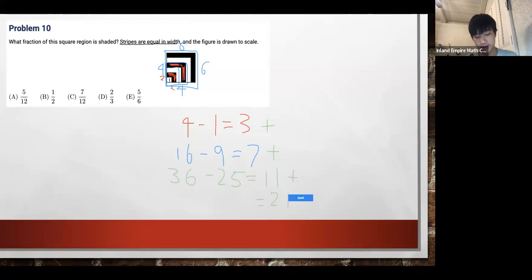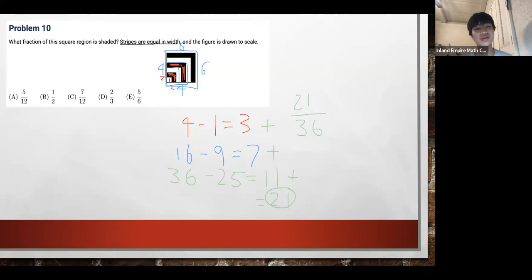So the total area of the black sections is 21, if we assume that the smallest white square has an area of 1. However, what we're trying to find is what fraction of the entire square that is. And we know that the entire square is a 6 by 6 square, and 6 times 6 equals 36. So the answer would be 21 out of 36. So 21 out of the 36 squares, because if we divide the entire thing into 36 squares, 21 out of the 36 squares on this big square are covered in black.